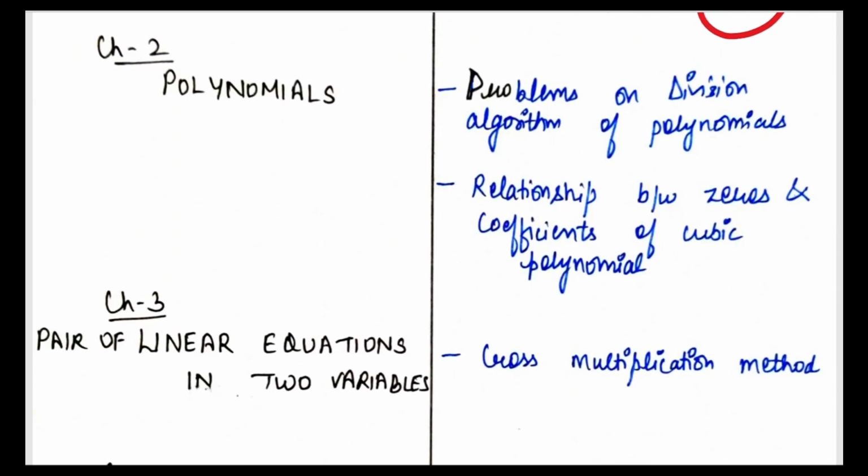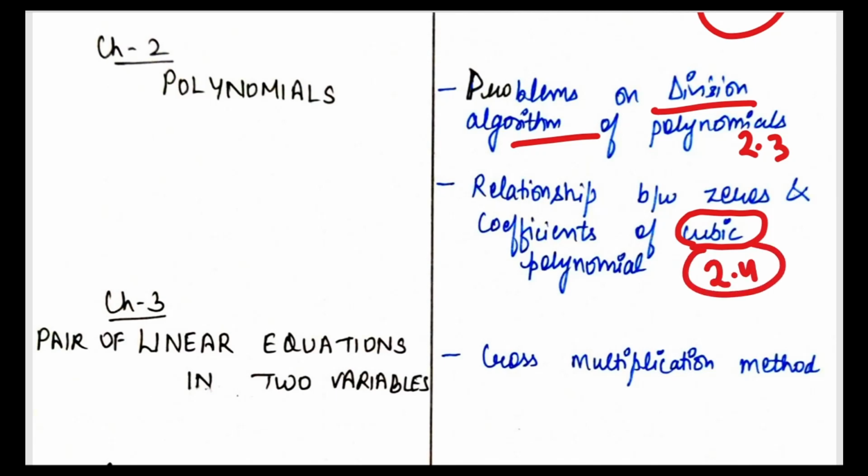In chapter 2, you don't have to do the division algorithm of the polynomials and the relationship between the zeros and coefficients of the cubic polynomial. You will find the questions in exercise 2.3, and for cubic polynomial you will find questions in the optional exercise 2.4, the question numbers 1 and 2. You don't have to do these questions.